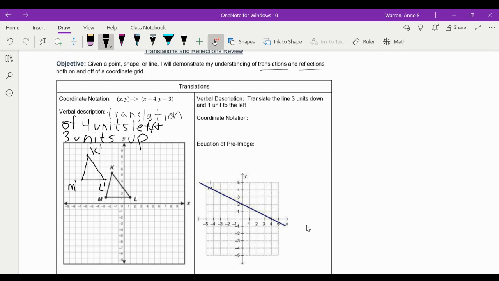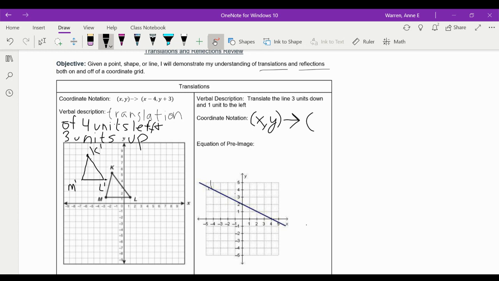So looking at the second example, it gives us the verbal description this time. So it tells us to translate the line 3 units down and 1 unit to the left. So I'm going to start by writing my coordinate notation. We should know by now that this always starts with the coordinate xy. And then we're talking about what does xy become when I move from the pre-image to the image.